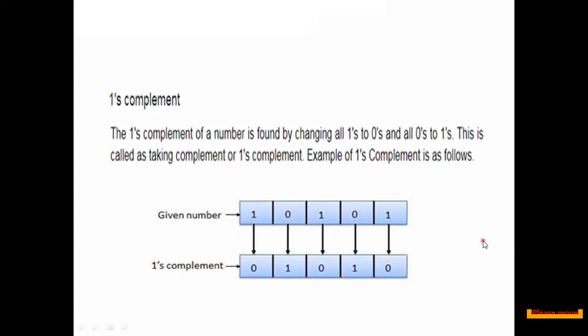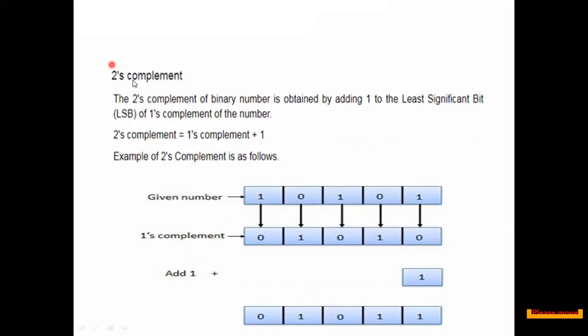So how to calculate the two's complement? We already know how to calculate the one's complement. After finding the one's complement, if you add 1 to the least significant bit, then that becomes the two's complement. So after calculating the one's complement, we add 1 at its least significant bit, and then that becomes the two's complement. Adding 1 to the one's complement gives the two's complement.